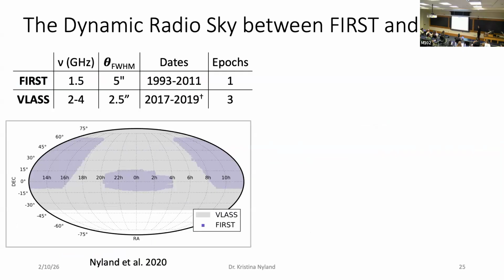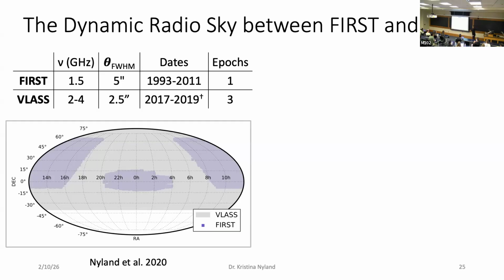All right, so let's talk about some interesting science with VLASS that I've worked on. I had this idea back in 2019 to compare VLASS and FIRST to try to find very young radio AGN. Here's a quick comparison of the sky coverage of VLASS and FIRST. VLASS covers 80% of the sky. FIRST, in purple, is more limited.